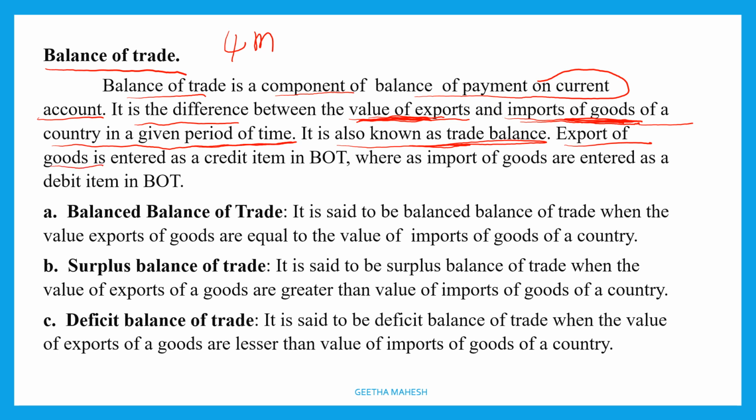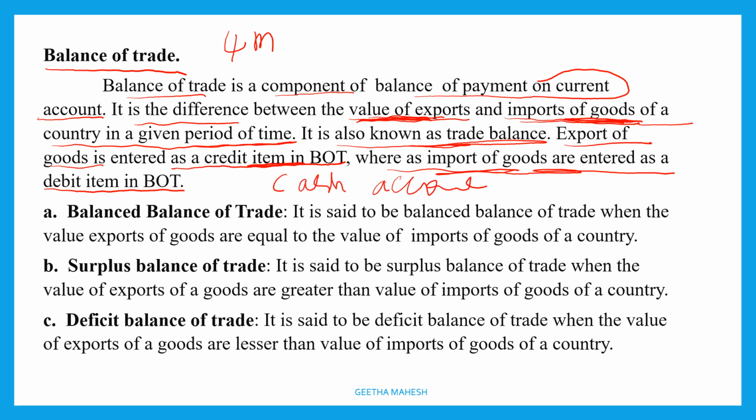Export of goods is entered as a credit item under balance of trade, whereas import of goods is entered as a debit item in the balance of trade, as balance of trade and balance of payments are cash accounts.